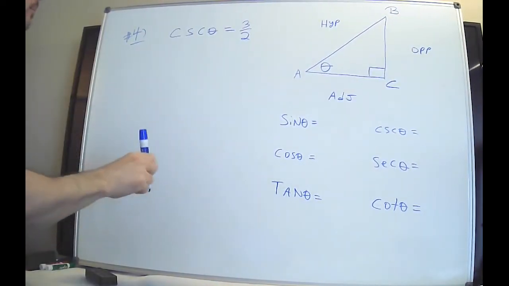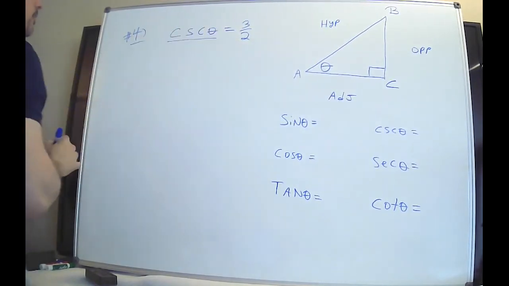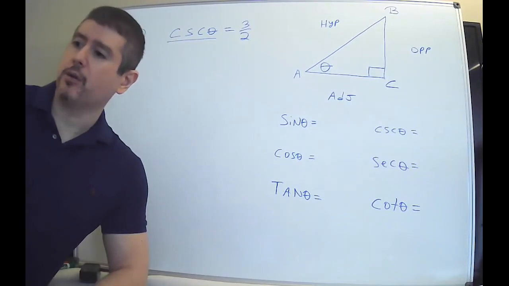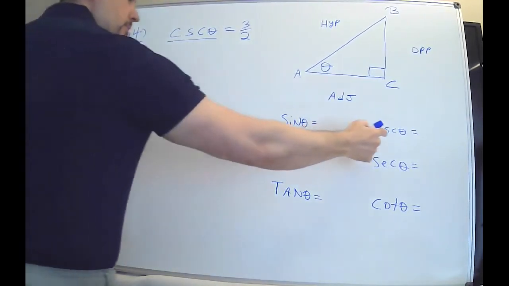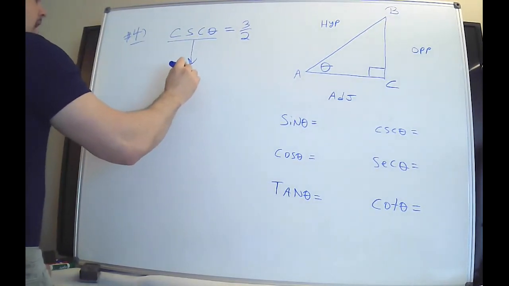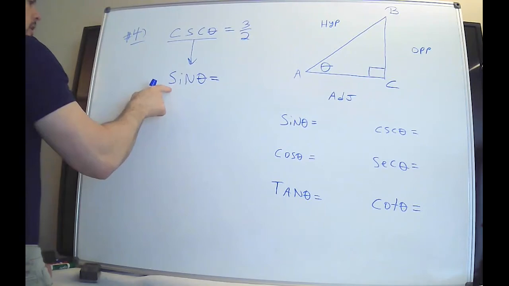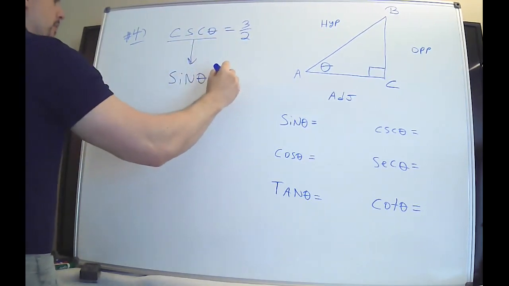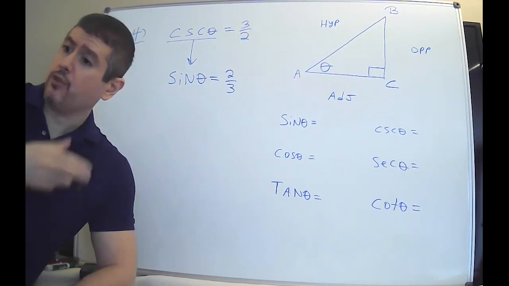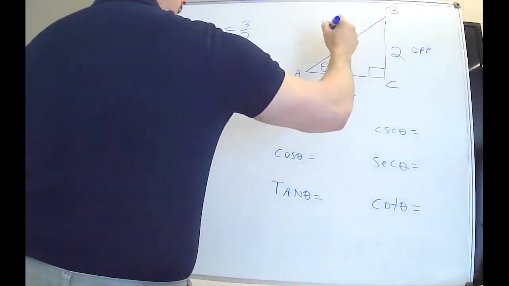Okay, so 4. I'm not doing it all, but I'm going to start it. Now, I give you csc. It's 3 over 2. You don't know anything about csc, but you should know who the partner is. His partner is sine. And I already know that in order to get from the partner to the main one, I flip. So when I tell you that csc is 3 over 2, I'm really telling you that sine is 2 over 3. So now I just told you the opposite side and the hypotenuse.